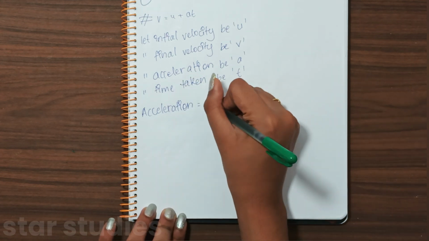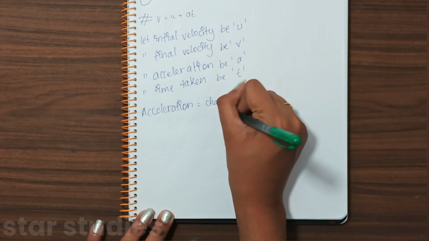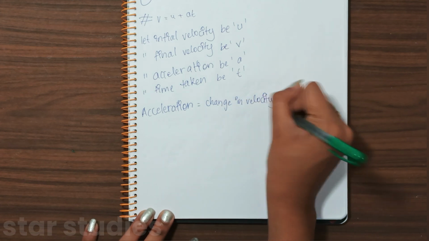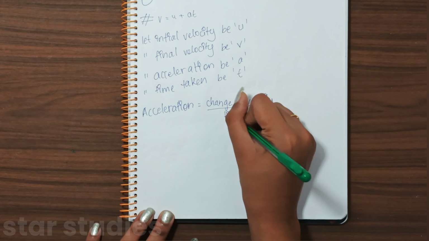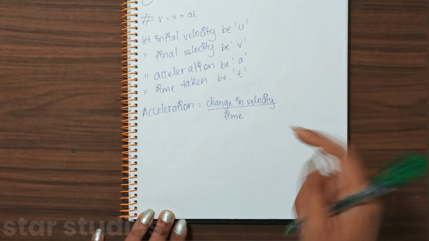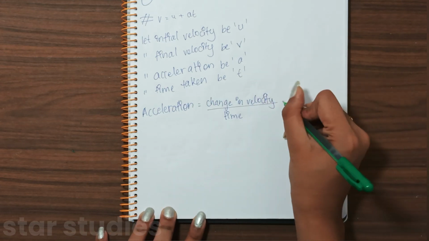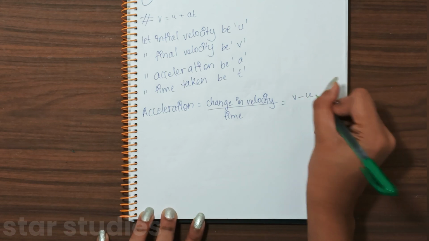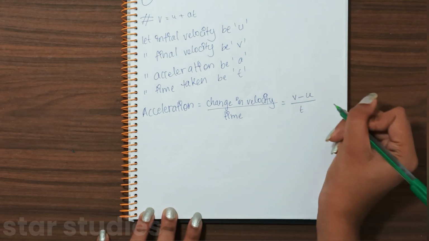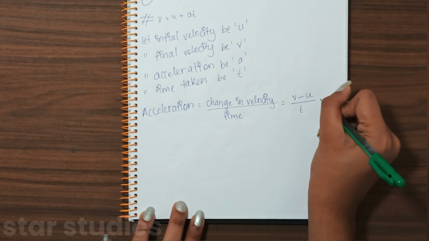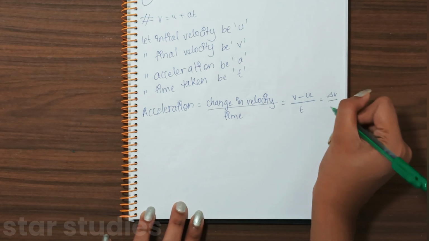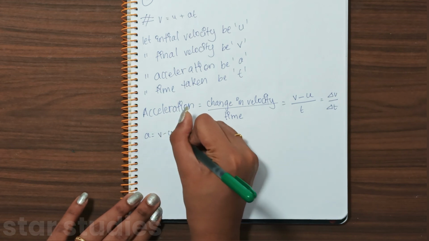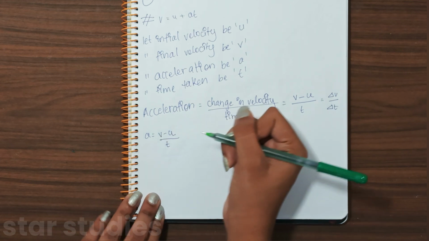Acceleration is change in velocity by time. Change in velocity can also be denoted as final velocity minus initial velocity by time taken, or also as delta v by delta t. Acceleration is final velocity minus initial velocity by time taken.